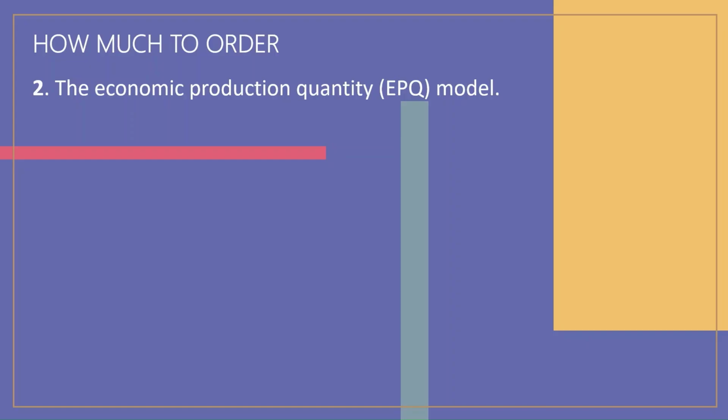Economic production quantity model will be discussed. This model is used in batch production mode. This model is widely used in production. Even in assembly operations, portions of the work are done in batches.